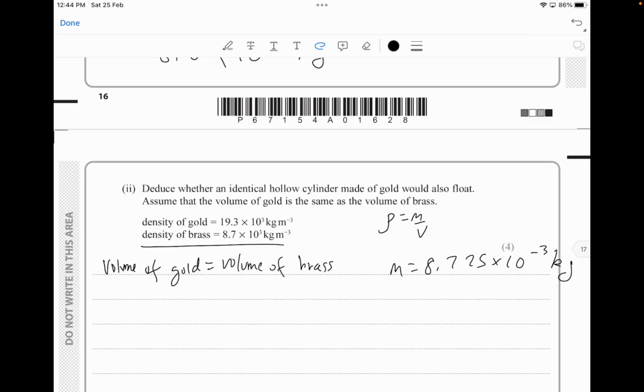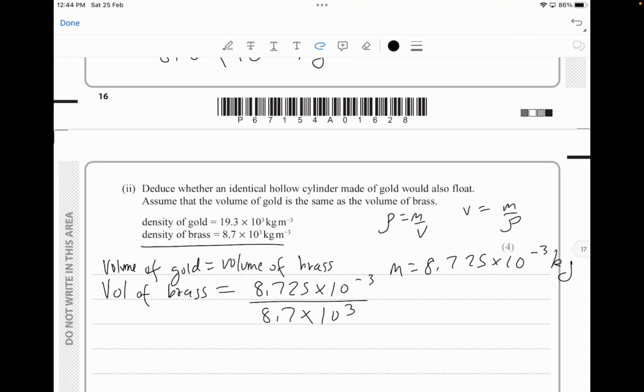So the volume is going to be equivalent to the mass divided by the density. So we're going to find out the volume of brass. The volume of brass is going to be the mass of brass, which is 8.725 times 10 raised to the power negative 3, divided by the density of brass, which is 8.7 times 10 raised to the power 3. By the way, do write your units. Very important. So kg divided by kg per meter cubed.